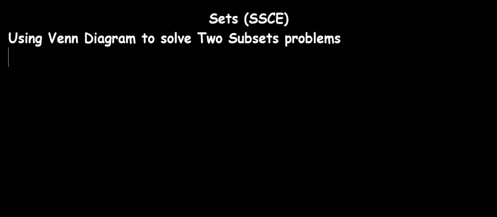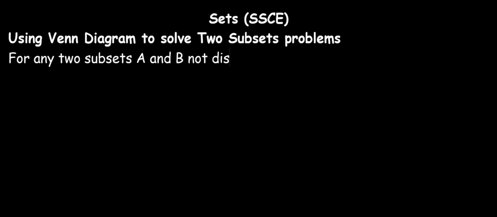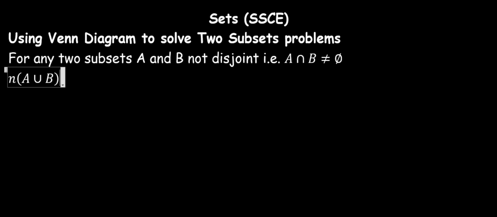Today, we'll be treating using Venn diagram to solve two subset problems. For any two subsets, A and B, not disjoint, that is A intersection B not equals to empty set, n of A union B is equal to the number of elements of A plus the number of elements of B minus the number of elements of A intersection B.